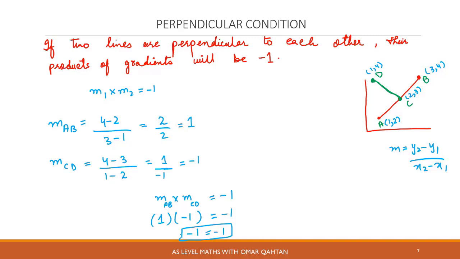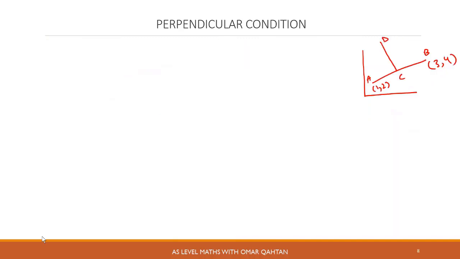Now let's concentrate on a tricky question. This question is often tested in the exam, when you are given the coordinates of a line, like the coordinates of A and B, but you don't know the coordinates of C and D. They have given you the information that line CD is perpendicular to AB, and you have to find the gradient of CD.